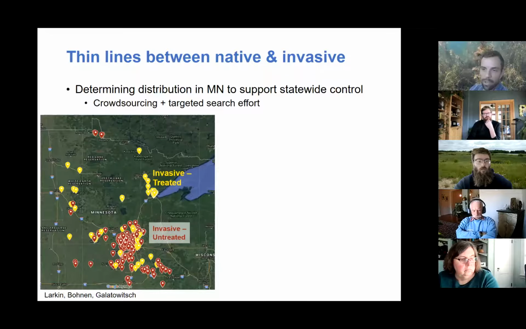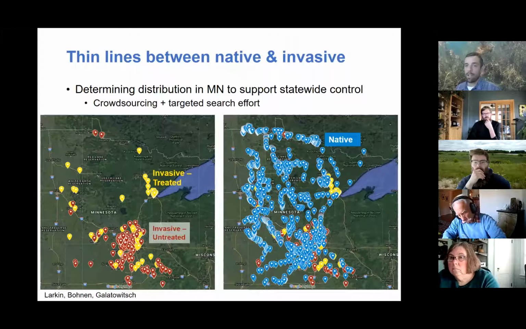This is the distribution of non-native Phragmites as we currently know it today in Minnesota, with the different colors being whether or not a population has been treated yet. So we're working with the DNR to try to deploy an ambitious control effort, because there is a lot of the state that really doesn't have invasive Phragmites yet, but we'll get it over time.